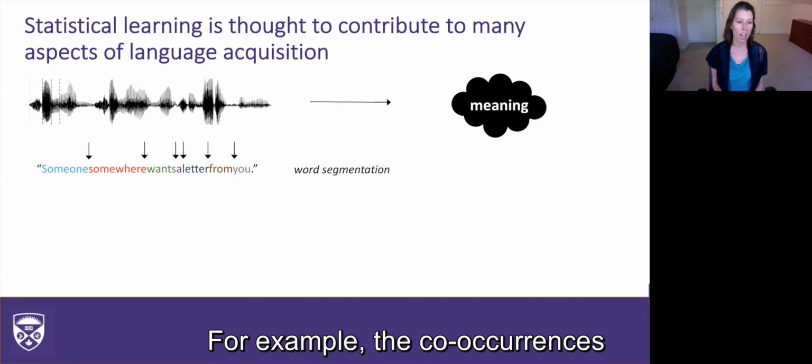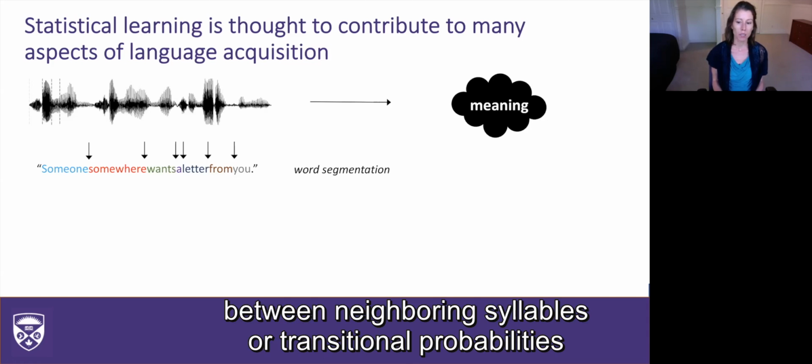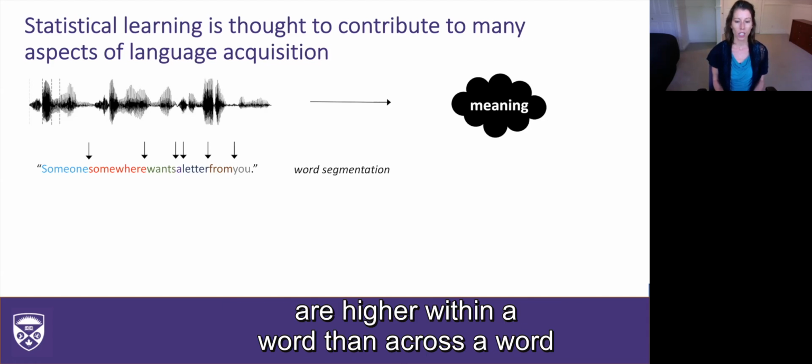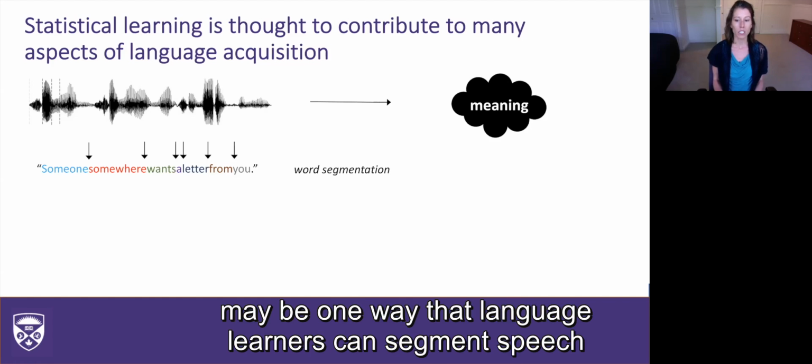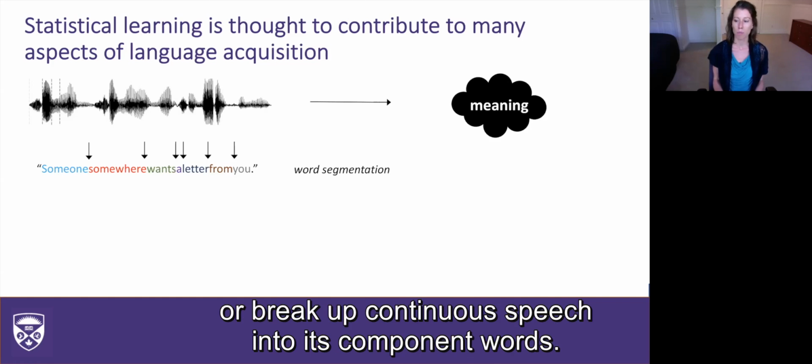For example, the co-occurrences between neighboring syllables, or transitional probabilities, are higher within a word than across a word, and becoming sensitive to these types of cues may be one way that language learners can segment speech, or break up continuous speech into its component words.